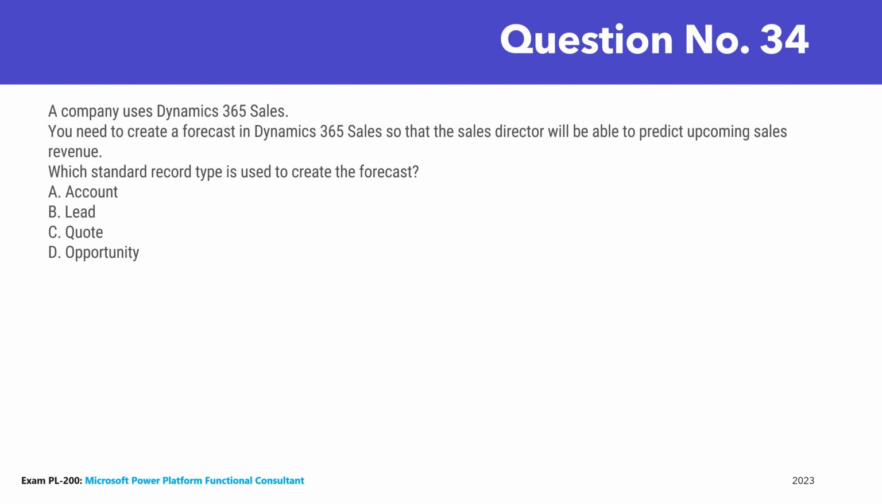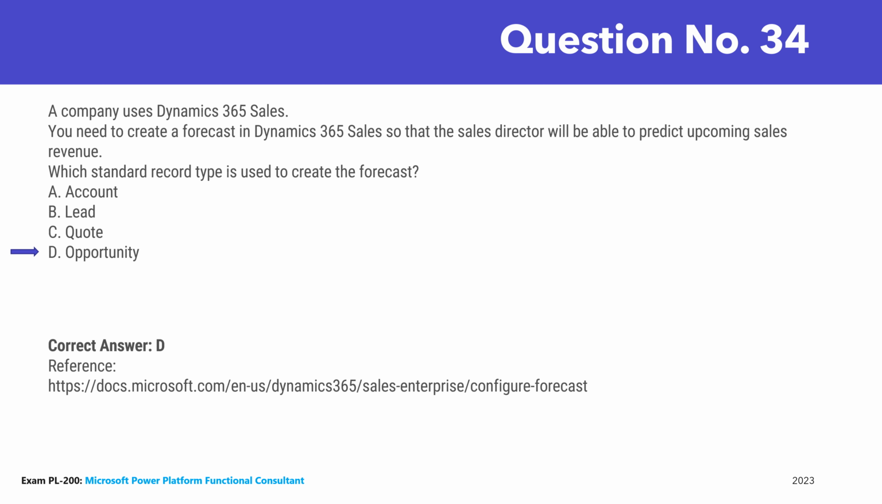A company uses Dynamics 365 Sales. You need to create a forecast in Dynamics 365 Sales so that the sales director will be able to predict upcoming sales revenue. Which standard record type is used to create the forecast? A. Account. B. Lead. C. Quote. D. Opportunity. Correct answer, D.